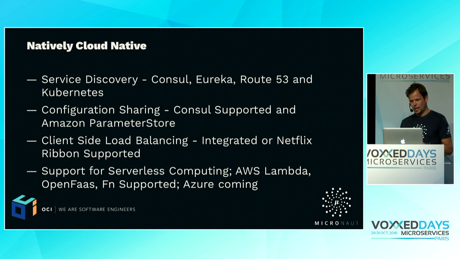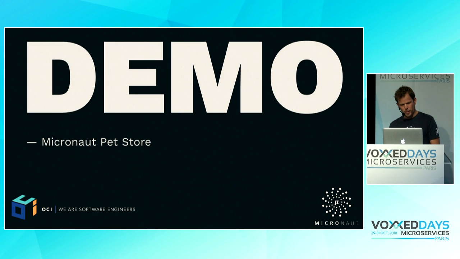So it's built from the ground up to be cloud native. From the very beginning, we built in service discovery with Consul, Eureka, Route 53, Kubernetes, configuration sharing with Consul and Amazon Parameter Store, and client-side load balancing. We've got Hystrix support, Ribbon support, and support for serverless computing, so you can write lambdas and functions to deploy in OpenFaaS or Fn. We're going to use ahead-of-time compilation again to support Azure because they have a specific programming model for functions.